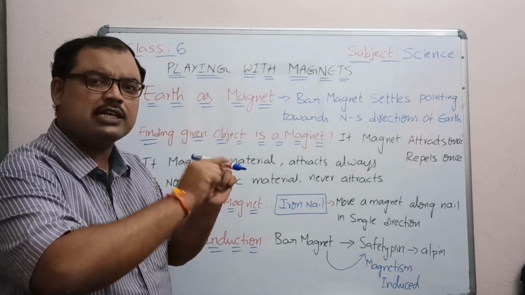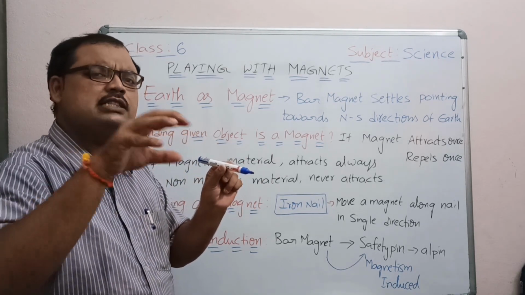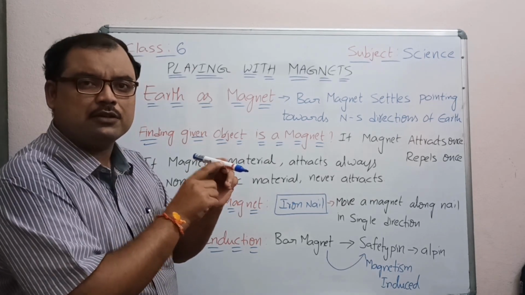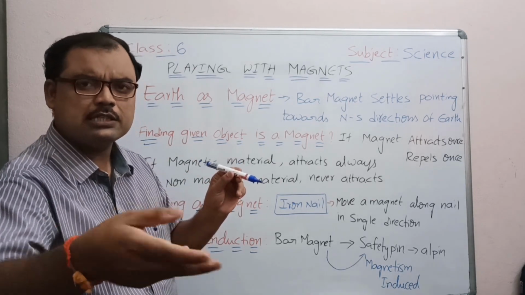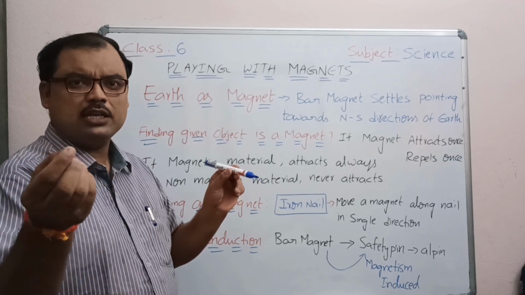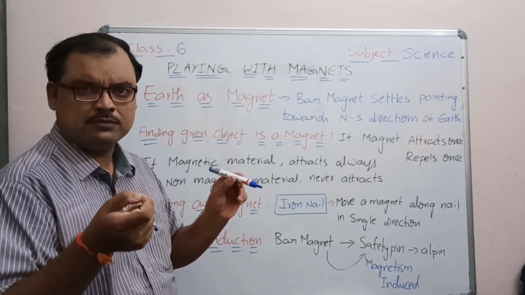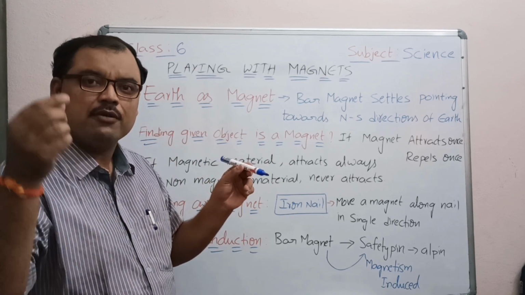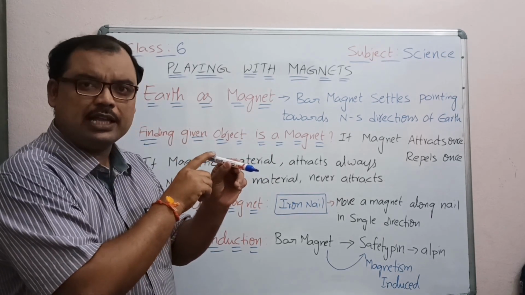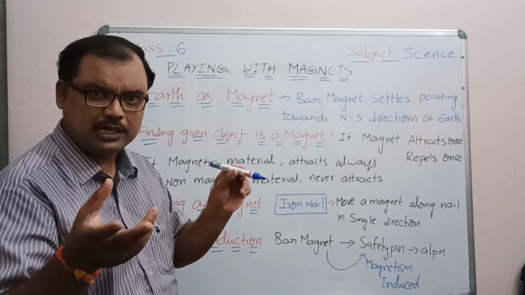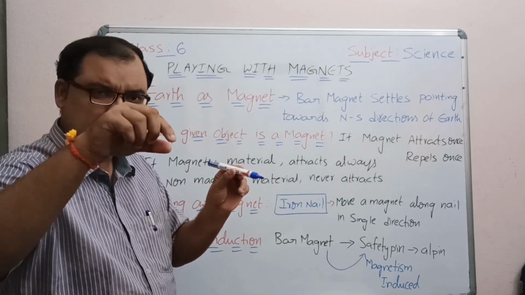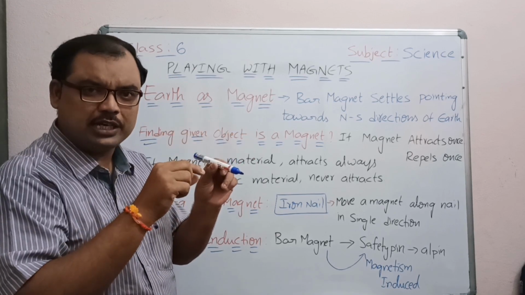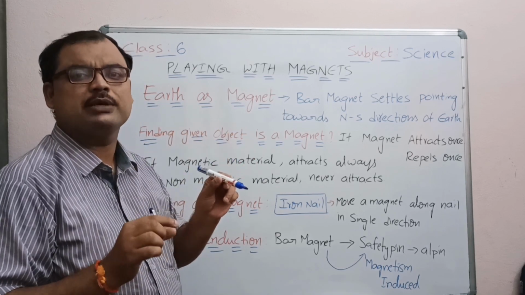If you move several times, around 15-20 minutes, then test whether it became a magnet or not. What to do? Just sprinkle some iron filings, or bring something like a pin. Then it will be attracted towards this. What happened now? We made this iron piece become a magnet by bringing a bar magnet close to it. It's called the touch method of making a magnet.